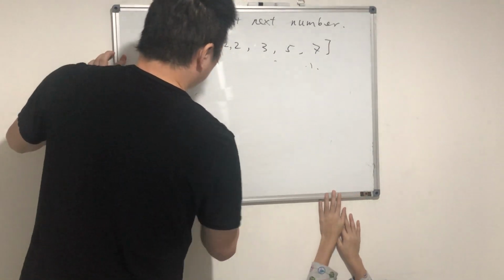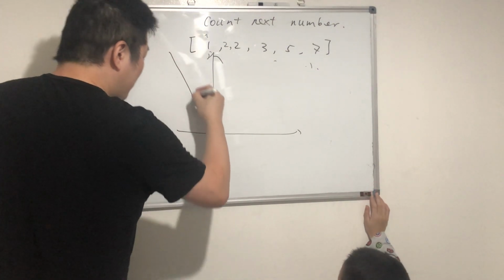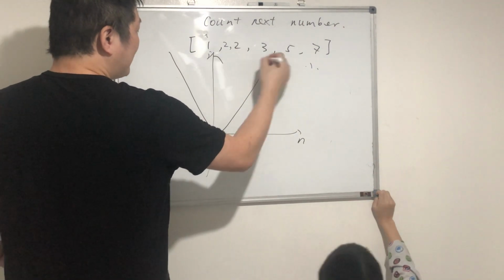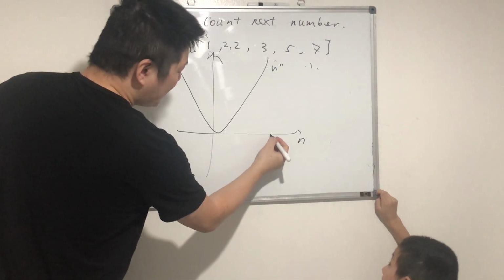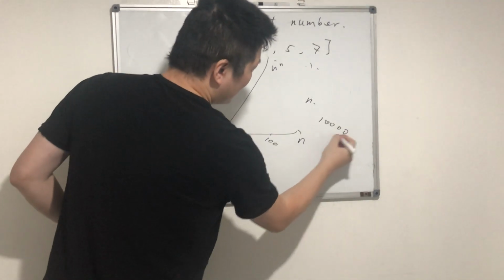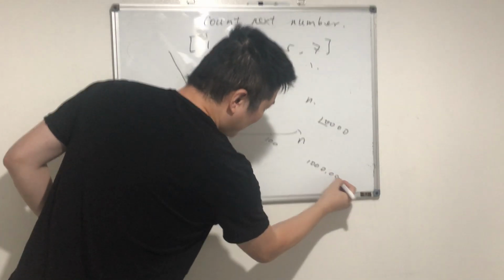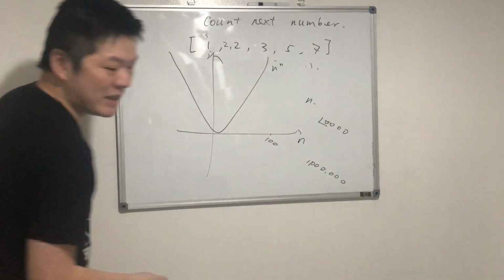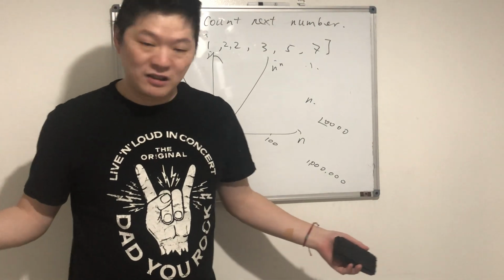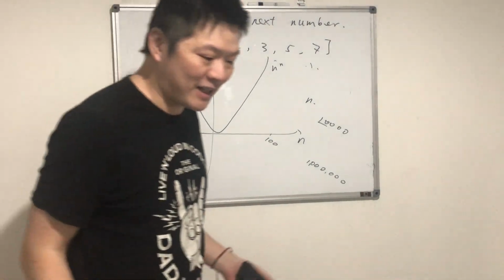n times n is very small? No, it's not. Remember, n times n is this graph. When n is 100, n times n would be 10,000. And when n is 1,000, it would be a million. So when n is 1,000, it's already a million, so it's a lot. n squared is not very good, right? It's very slow. Do you get it?